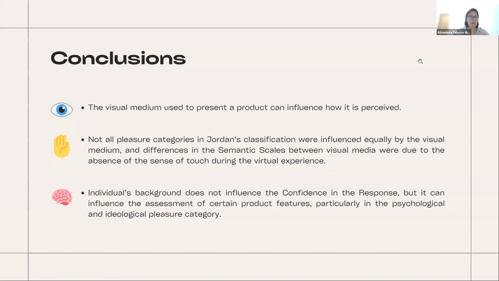So here you can see the main conclusions of this research. The visual medium used to present a product could influence how it is perceived. So not all pleasure categories in Jordan's classification were influenced equally by the visual medium, and differences in the semantic scales between visual media were due to the absence of the sense of touch during the visual experience. And finally, the individual's background does not influence the confidence in the response, but it can influence the assessment of certain product features, particularly in the physiological and the ideological pleasure categories.